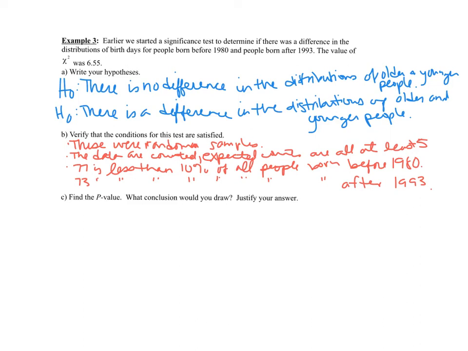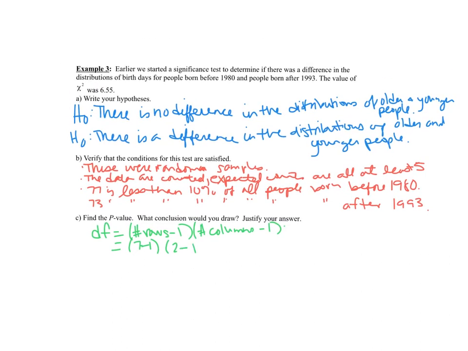Okay, so our final thing is going to be finding the p-value. And before you find the p-value, you do need to mention your degrees of freedom and you need to show how you found them. So the degrees of freedom is going to be the number of rows, minus 1, times the number of columns, minus 1. And just keep in mind that these are not including the totals. So there are going to be 7 rows, which is 7 minus 1. And there are 2 columns. So it's going to actually end up being 6 times 1. So my degrees of freedom is going to be 6.